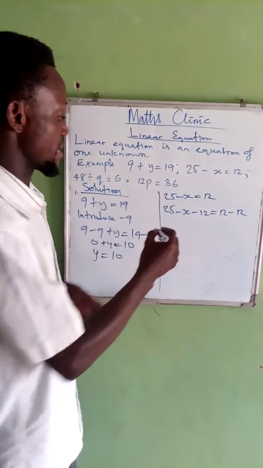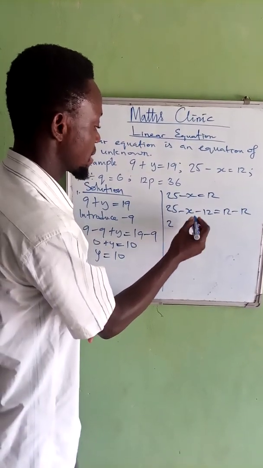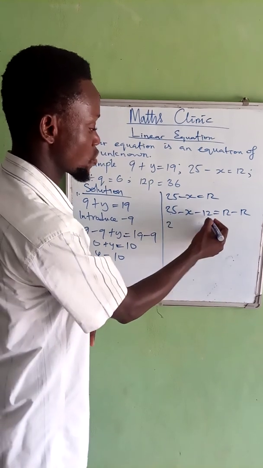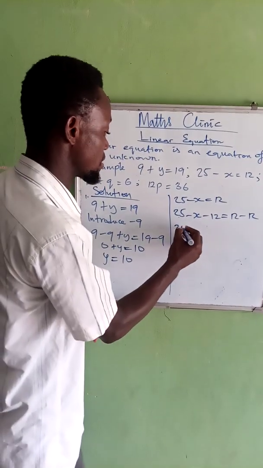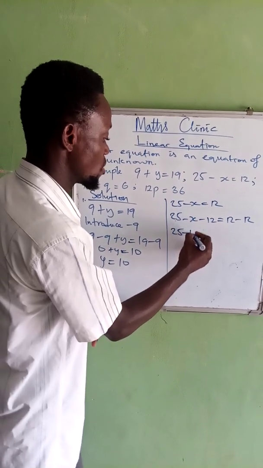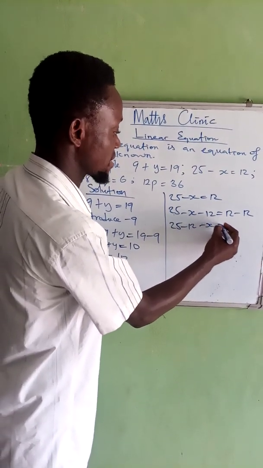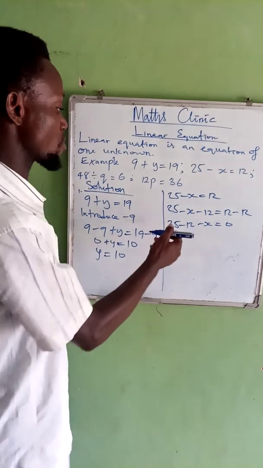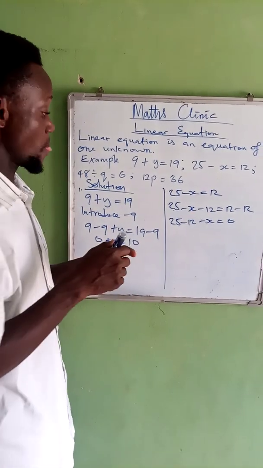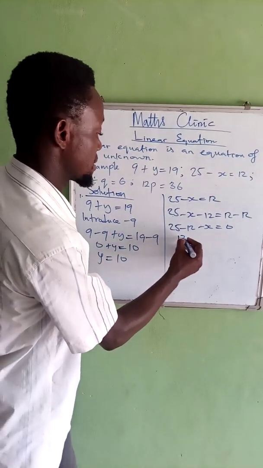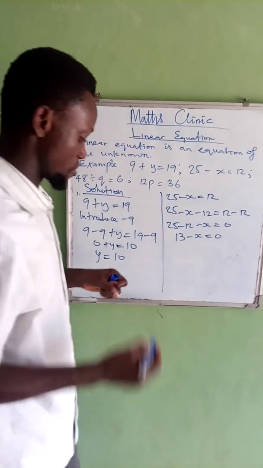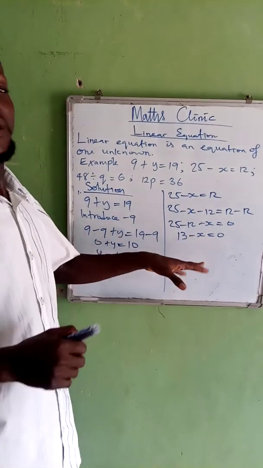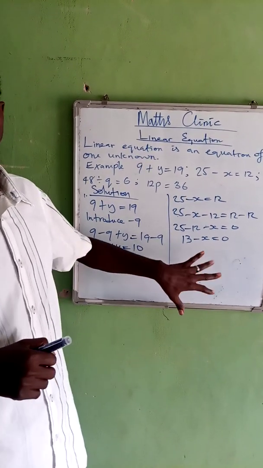25 minus x here. Take it like this, because this is 25, this is 12, this is x. You can't take x away from 12. So what you have is 25 minus 12 minus x equals 0. Now 25 minus 12 will give us what? It will give us 13 minus x equals 0. Now this is minus x. What we have to look for is actually the value of x.